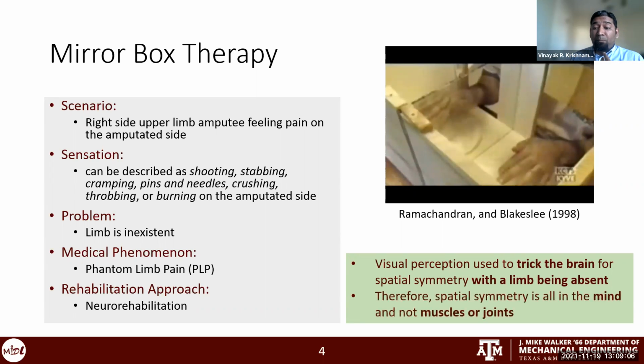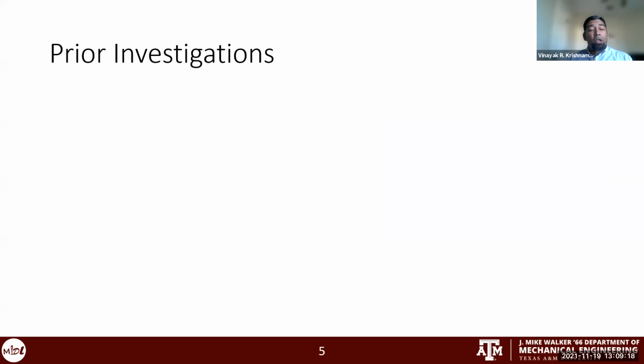But the work still provides a strong indication that spatial symmetry is a perceptual phenomenon rather than a muscular phenomenon. Okay. Now, based on this, we looked at quite a few prior literature.